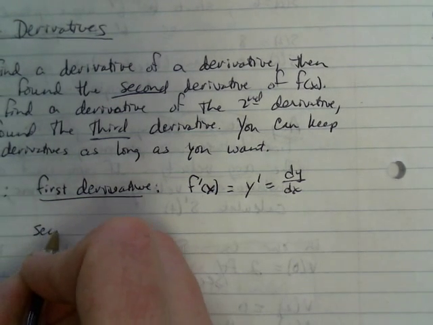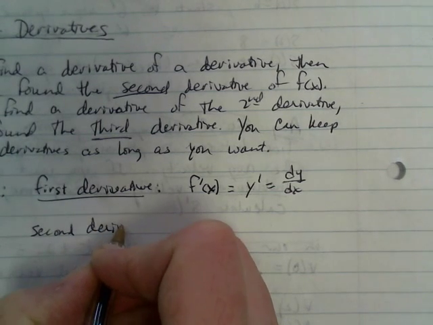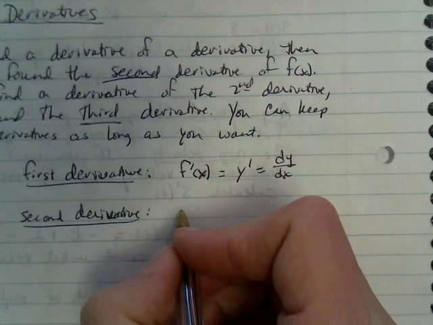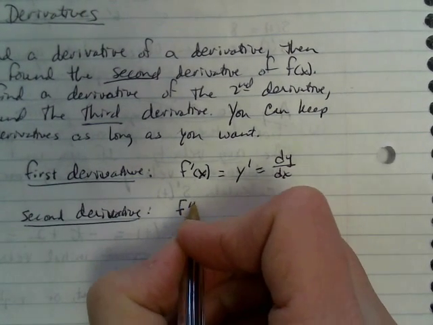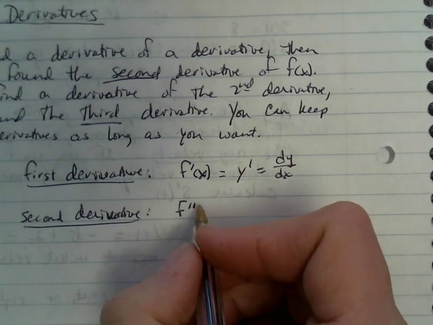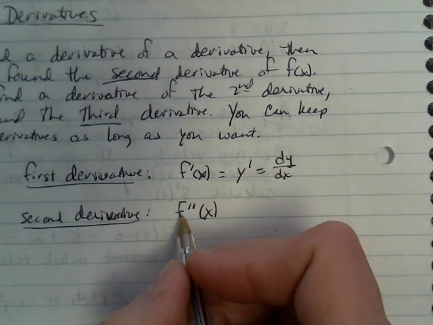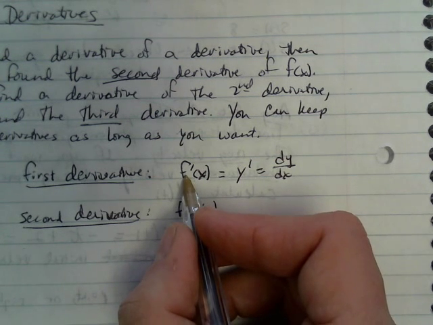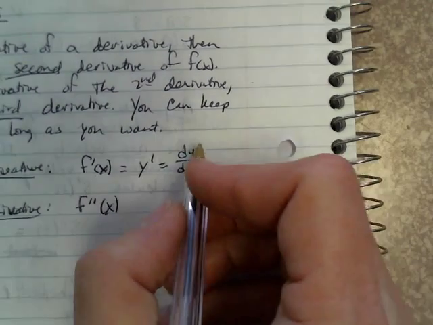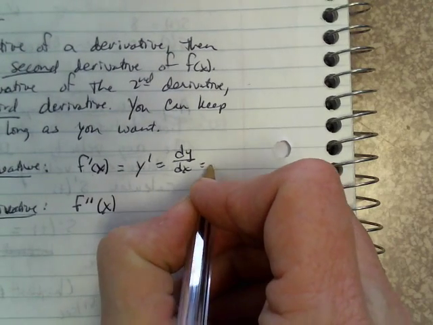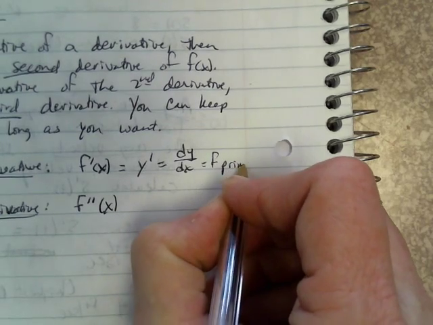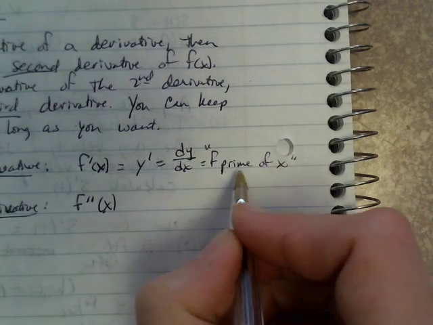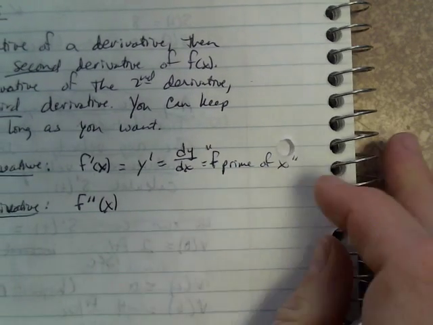The second derivative has a notation like this. You put two little apostrophes here. This is called f double prime of x, because sometimes we'll call this f prime of x. Hopefully you've heard me say that before, but if not, that's also called f prime.